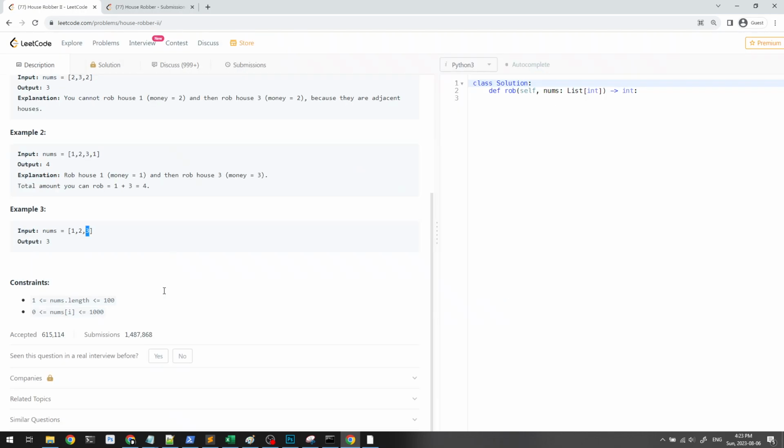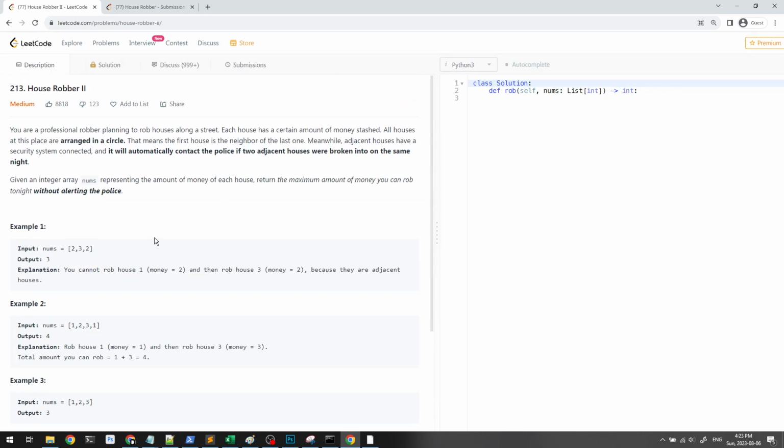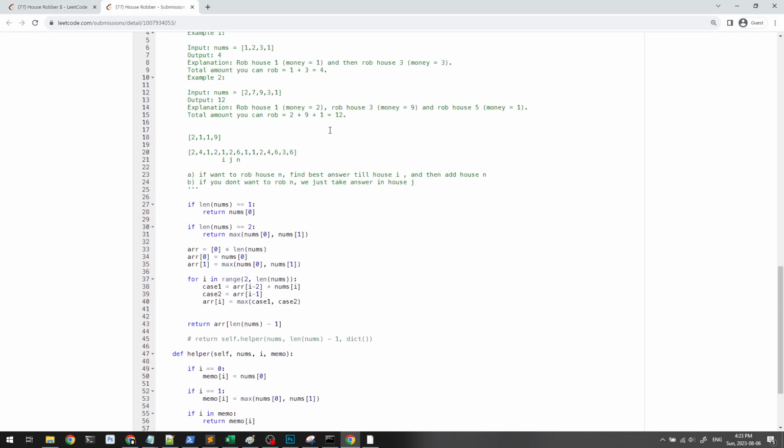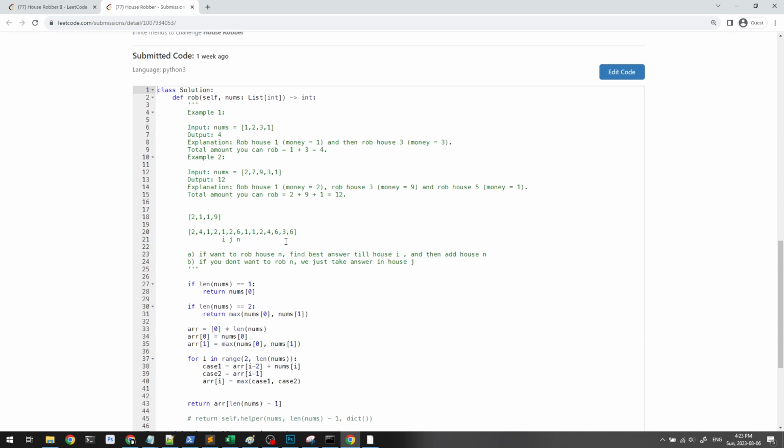Okay, so how can we go about doing this question? We've done a similar question in the past, which is House Robber, and I have a video for that. So check that one out because we went in depth about how we can solve it first using recursion, and then we worked our way towards dynamic programming. So I'm basically going to go ahead and just illustrate the solution that we have here.